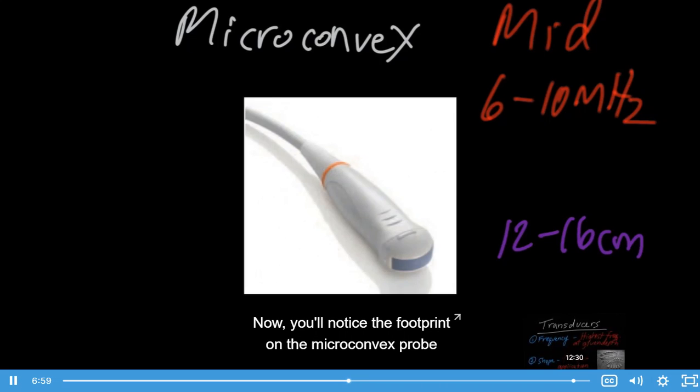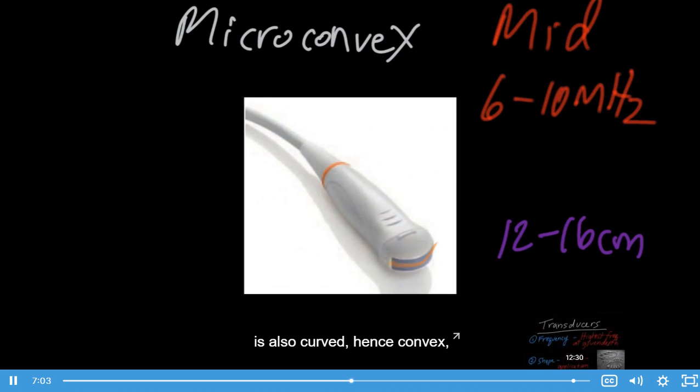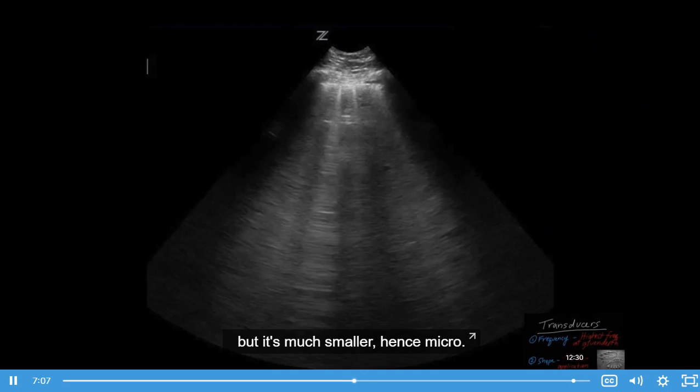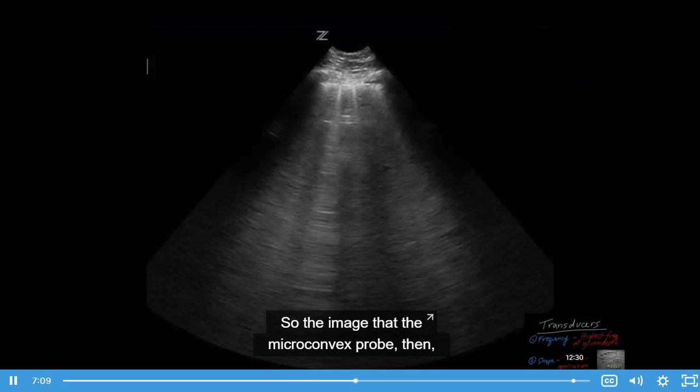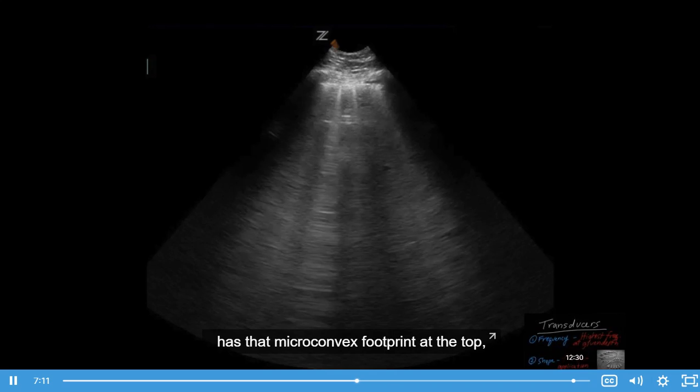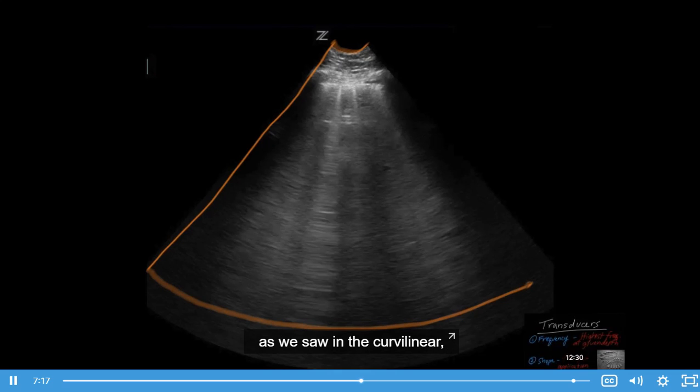Now you'll notice the footprint on the microconvex probe is also curved, hence convex, but it's much smaller, hence micro. So the image that the microconvex probe then has that microconvex footprint at the top, and also produces a sector image as we saw in the curvilinear, but with a much smaller footprint at top.